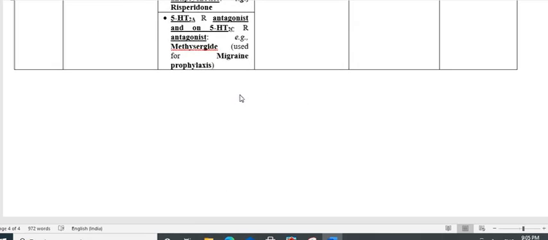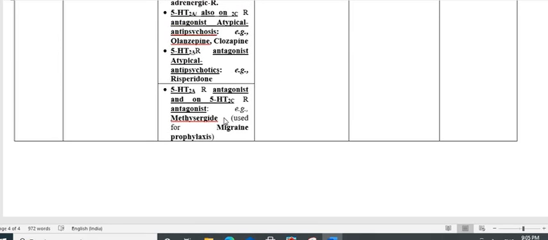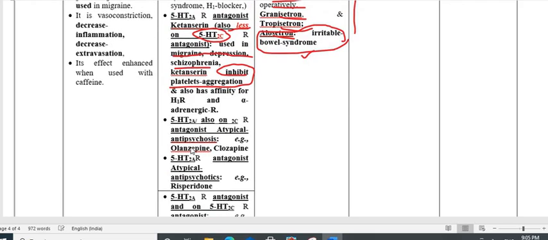Ketanserin is very important because it is used as a drug for migraine, depression, and schizophrenia. One more antagonist drug is methysergide, a 5-HT2C antagonist. This is also used in migraine therapy, but as a prophylactic measure, not as a therapeutic agent. So this is very important.